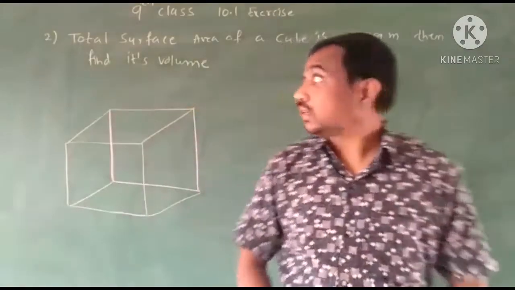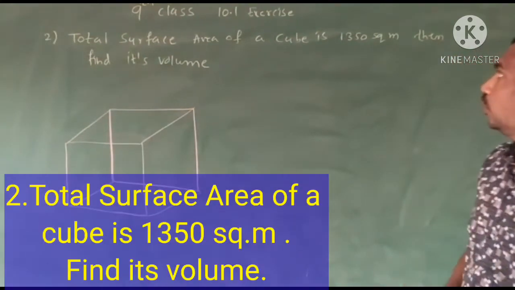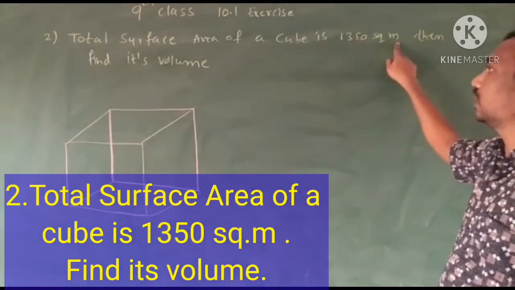Now the second question: the total surface area of a cube is 1350 square meters.